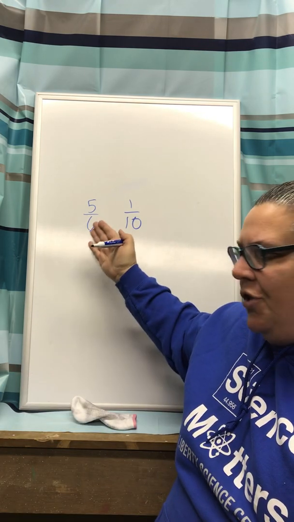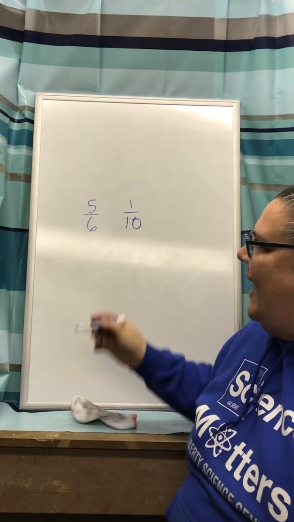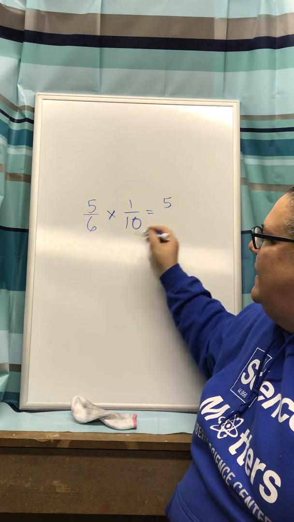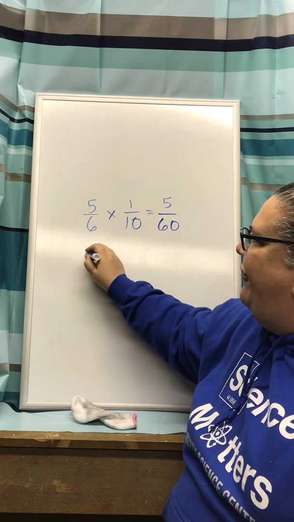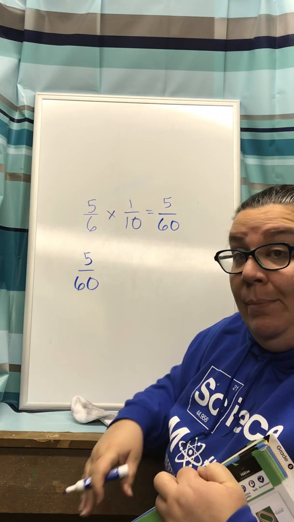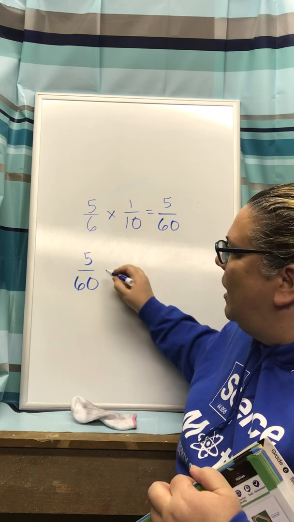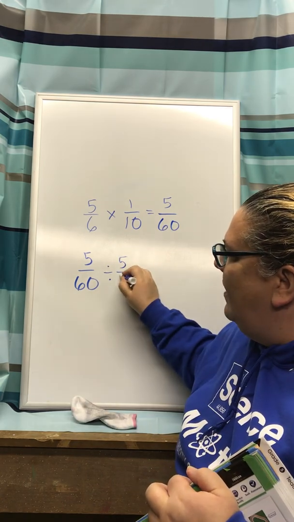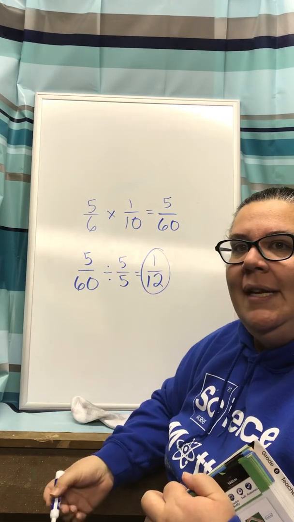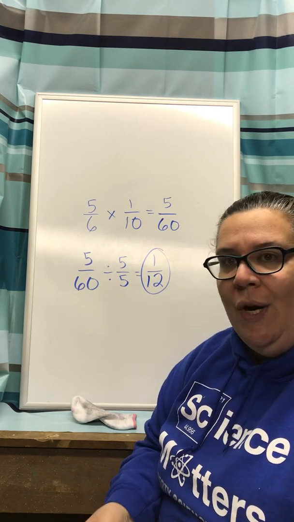I'm doing 5/6, which are the animal pictures, times my 1/10, which is the number of cat pictures. So when I do my work, I end up with 5 times 1 is 5, 6 times 10 is 60. So I have an answer of 5/60. I know that 5/60 can be simplified because anything that ends in 0 is going to be divisible by 5. So if I divide numerator and denominator by 5, I end up with 1/12. 1/12 is going to be my final answer. Okay, so that was the Convince Me on page 482.